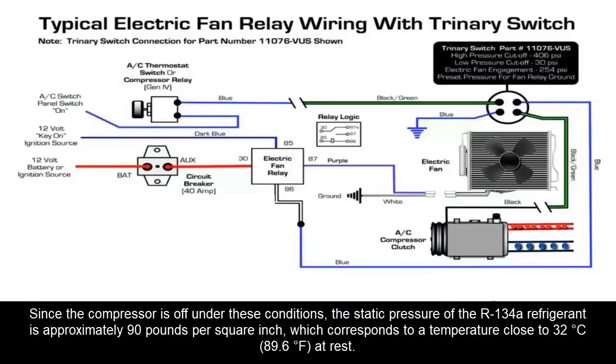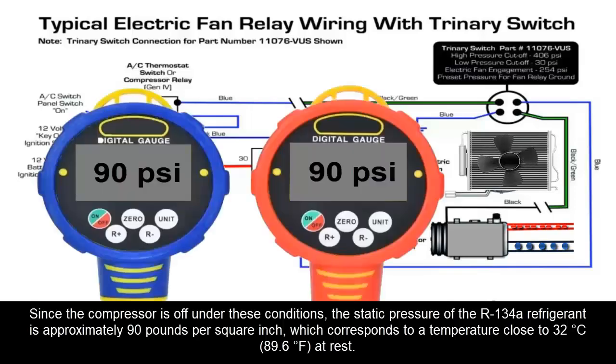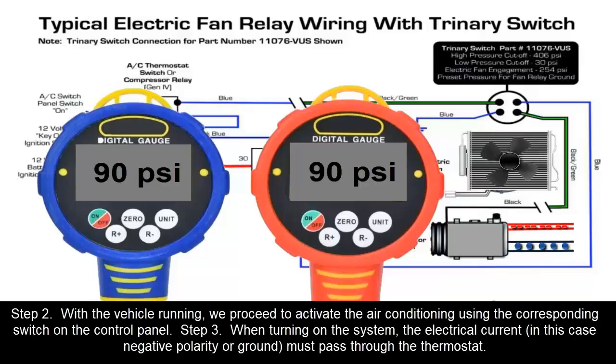Since the compressor is off under these conditions, the static pressure of the R134A refrigerant is approximately 90 pounds per square inch, which corresponds to a temperature close to 32 degrees centigrade or 89.6 degrees Fahrenheit at rest.